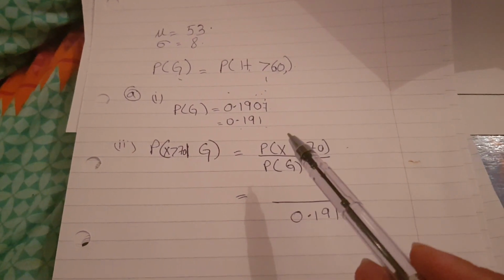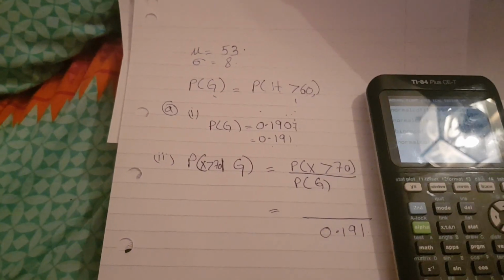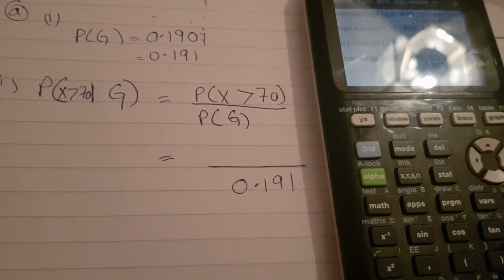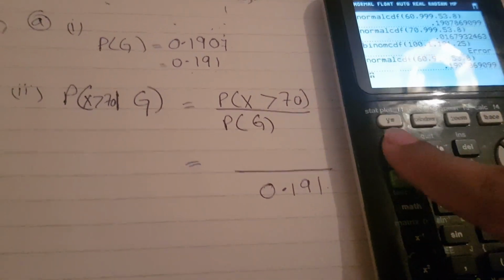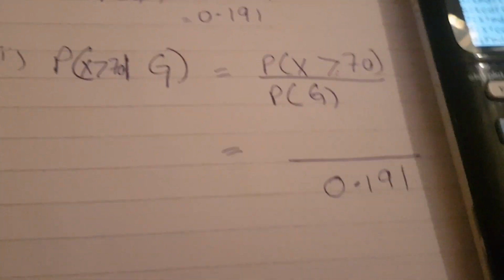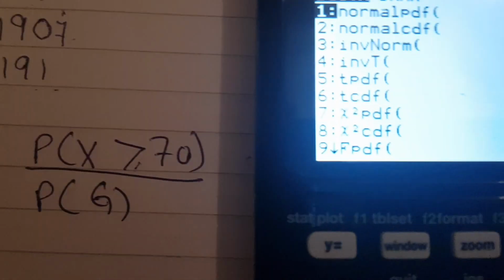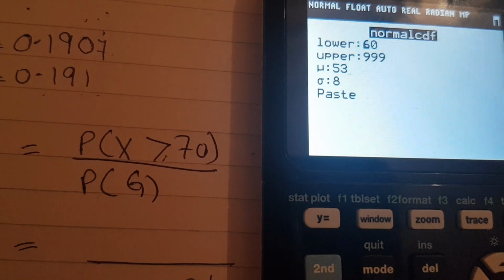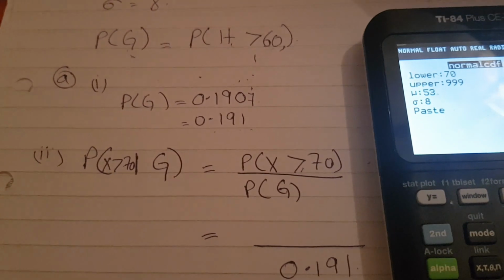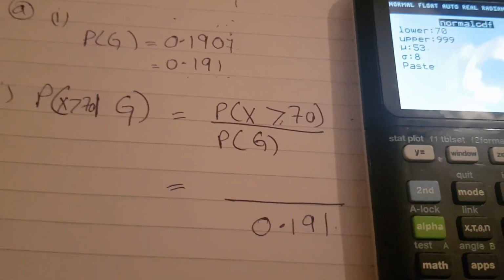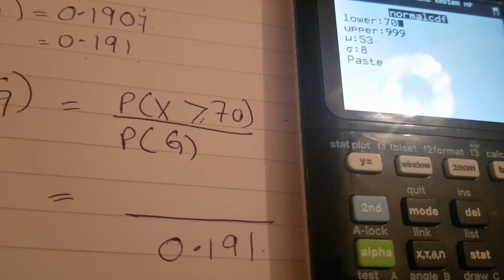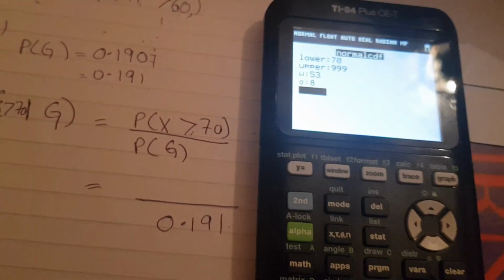Let's calculate the probability of x greater than 70. I'll do the steps again. You also go to the distribution. Again, it's a greater sign over here, so I'll use my normal CDF. Now my lower limit is changed to 70 because now my x is greater than 70. My upper limit is a big number, fine. My mean and standard deviation are not changed, so I'll keep them as they are. Enter.